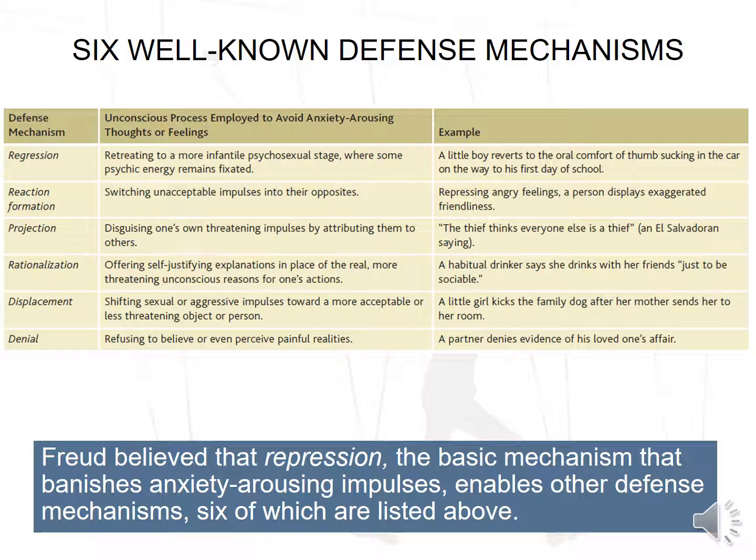The fourth one is rationalization, offering self-justifying explanations in place of the real, more threatening unconscious reasons for one's actions. An example would be a habitual drinker says he drinks with his friends just to be sociable. The fifth one is displacement, shifting sexual or aggressive impulses toward a more acceptable or less threatening object or person. A little girl will kick the family dog after her mother sends her to her room. And the last one is denial, refusing to believe or even perceive painful realities. A partner denies evidence of his loved one's affair.